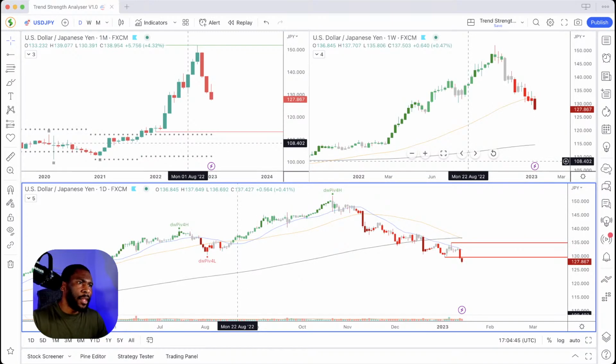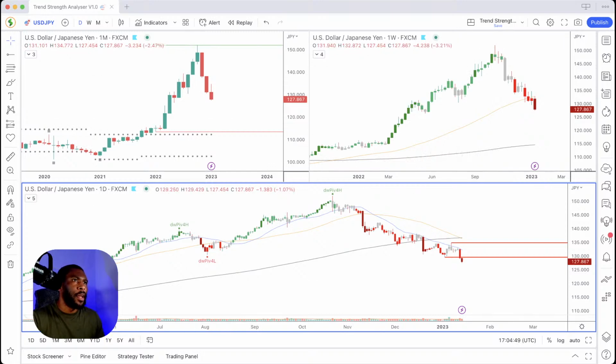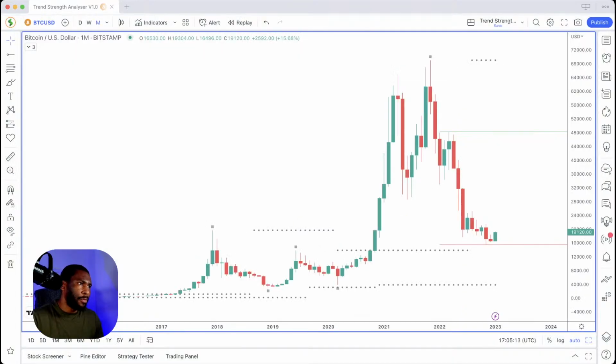Okay, so I've looked at the dollar index and the US dollar Japanese yen. If there are any charts you want to have a look at, then let's switch markets actually. Let's look at the chart for Bitcoin, because I have a monthly time frame first.